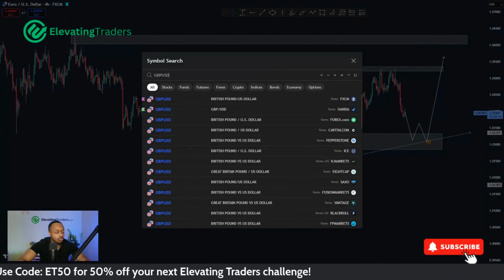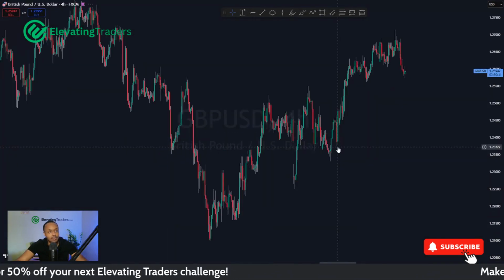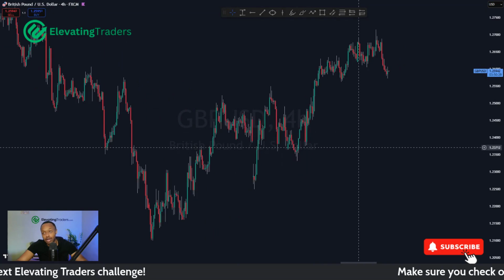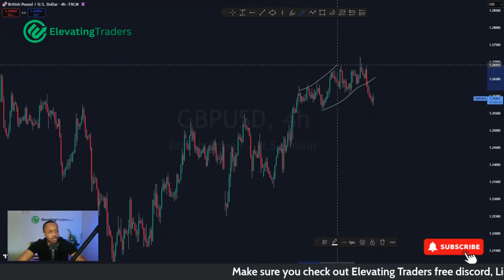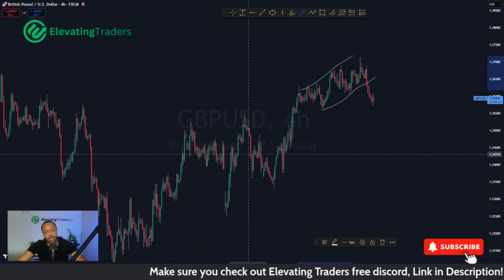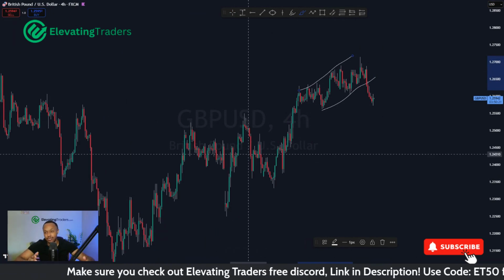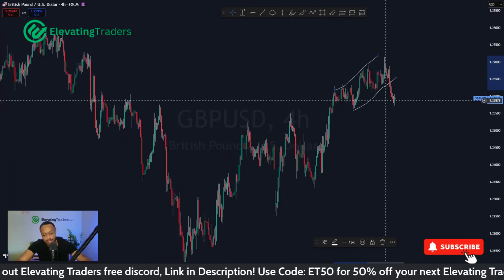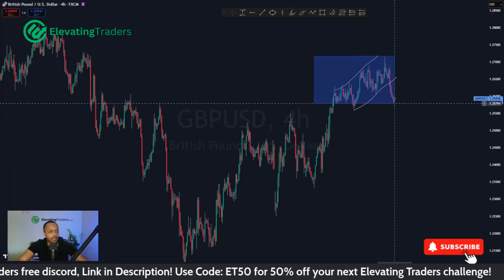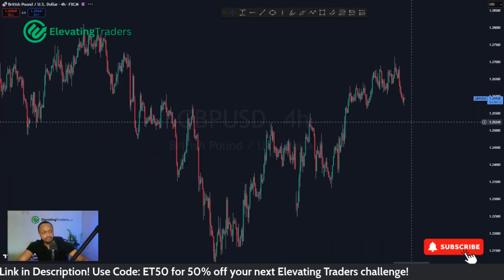Pound USD, I still really like this one. Pound USD has seen some downside, not as much as euro, but we have had some relief. Price broke out of this kind of corrective channel as well. A lot of the USD pairs were giving us a bit of a corrective channel the past couple of days. And since the DXY broke out, so have the other USD pairs as well.